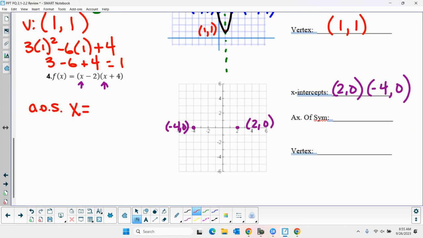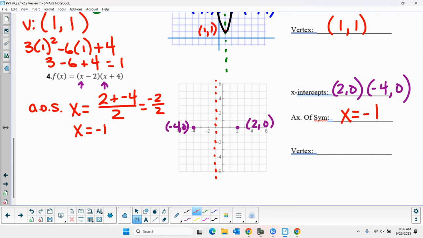Okay. My axis of symmetry is those 2 answers, 2 plus negative 4 divided by 2, which is negative 2 divided by 2, which is negative 1. So my axis of symmetry is right there. It's halfway between those 2 dots, right? So x equals negative 1. Remember, it's an equation of a vertical line. So it's always x equals.